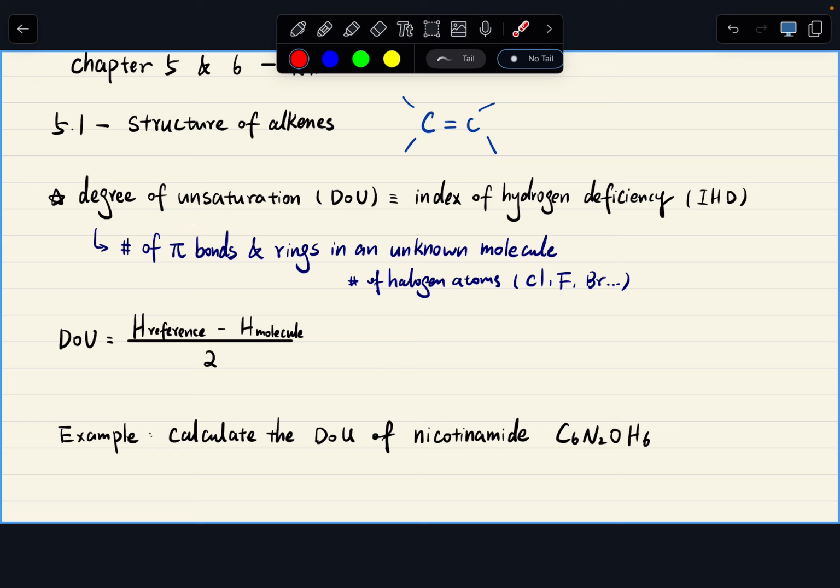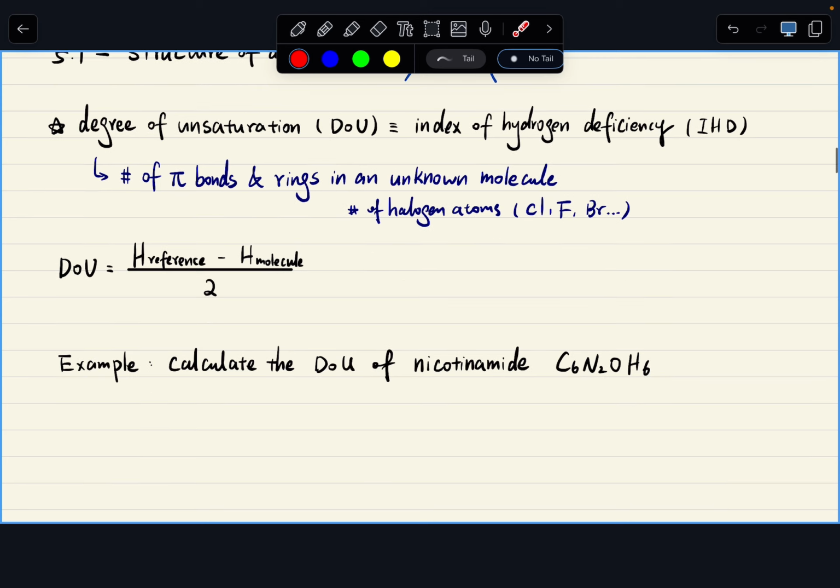This degree of unsaturation, or the index of hydrogen deficiency, tells you the number of pi bonds or ring structures in an unknown molecule. So what does it mean? The DOU gives you a hydrogen reference. What is the hydrogen reference? It is 2n plus 2, where n is the number of carbons. That's the number of hydrogens if we're looking at a pure alkyl species.